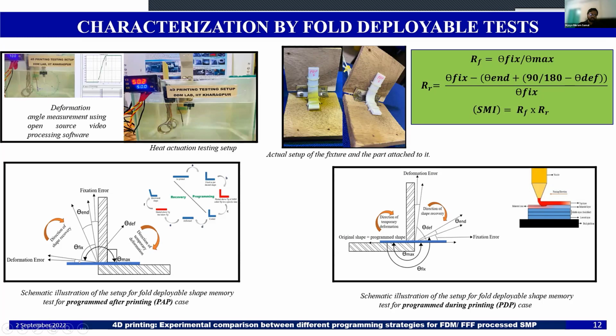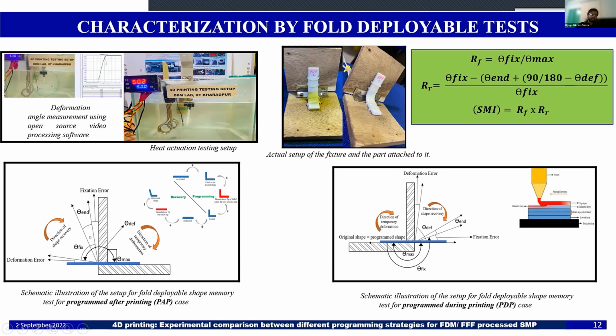If we consider the case of programming after printing, then we have the as printed sample. After that, we are fixing it into the fixture, and in that state only, along with the fixture, we are putting it in the hot water and we are providing heat. That is, the programming heat is around 90° Celsius for 10 minutes that we are using by doing the iterations. And once that is there, we are removing it, and we are cooling it in room temperature water. And once that has been done, we have reprogrammed, or we can say programmed after printing.